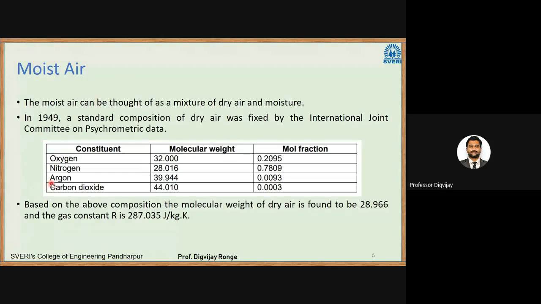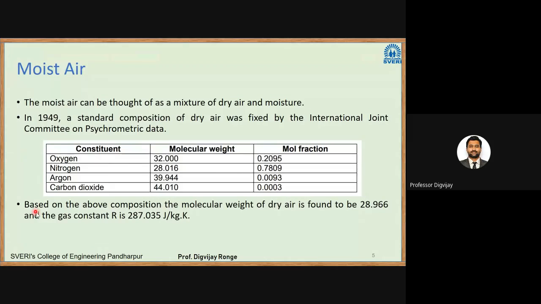Next, we have argon here. Its molecular weight is 39.9, and its mole fraction is 0.0093. Then we have carbon dioxide here, which is a major contributing factor in global warming. Its molecular weight is 44, and its mole fraction in the air is 0.0003.